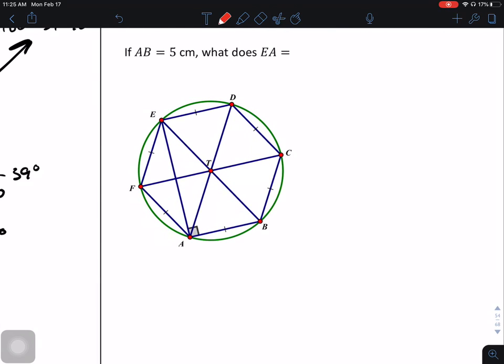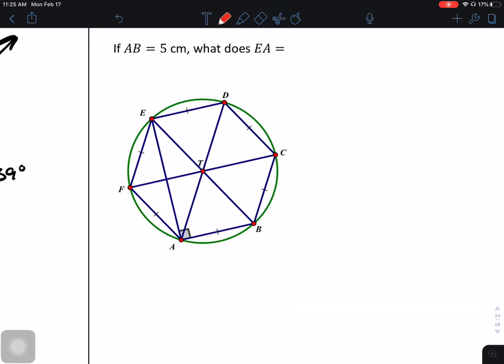Last one. If AB is 5, what is EA? This is the same picture, but I just drew it again, apparently. AB is 5. What is EA? This goes back to what we said earlier. This is a 30, 60, 90, meaning this fella right here. Short leg is 5. This is the short leg times the square root of 3. That makes EA 5 square roots of 3. You've got to know your special right triangles.